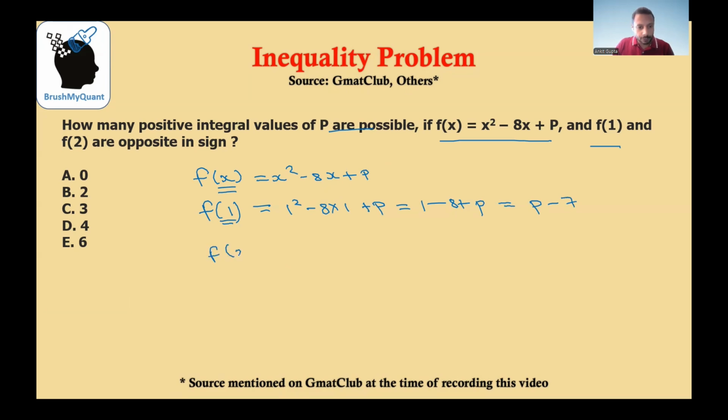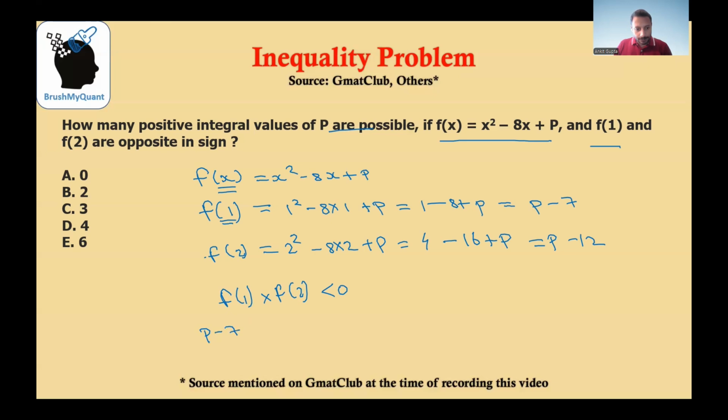Similarly, f of 2 will be equal to 2 square minus 8 into 2 plus p, which is equal to 4 minus 16 plus p, or is equal to p minus 12. Now it is given to us that f of 1 and f of 2 have opposite signs. That means f of 1 multiplied by f of 2 will be less than 0. So p minus 7 multiplied by p minus 12 is less than 0.